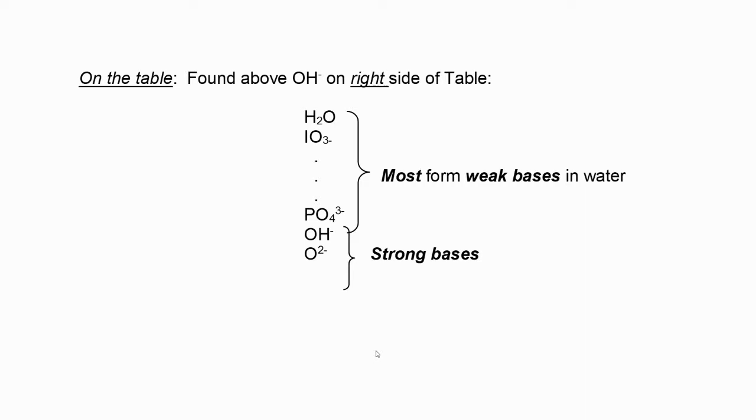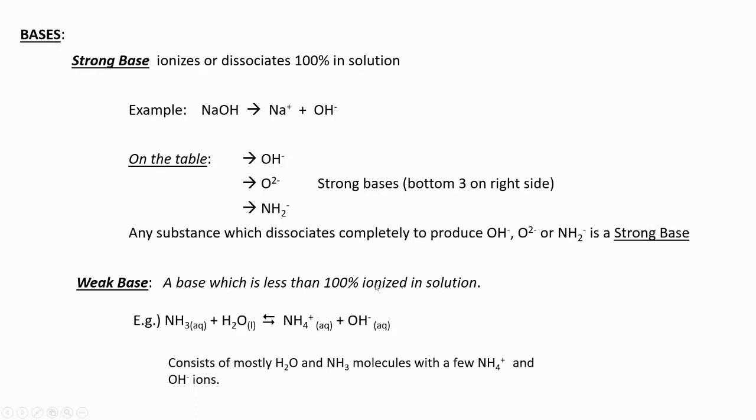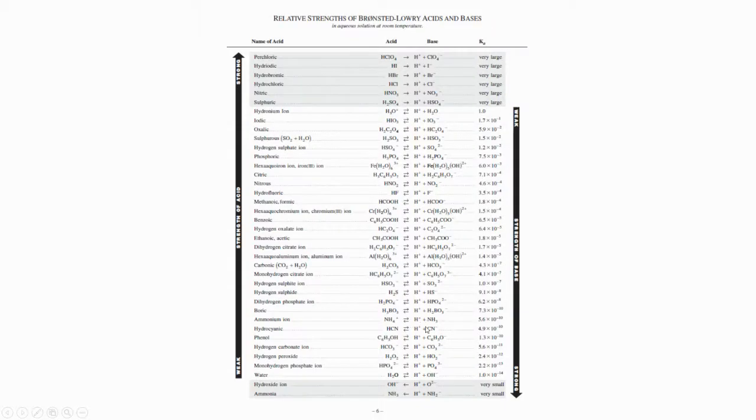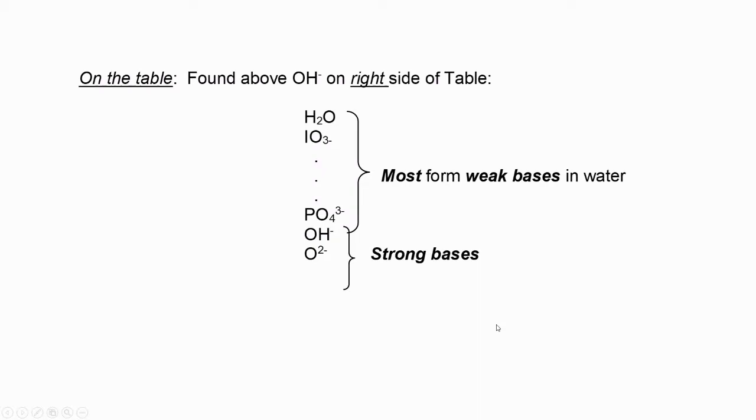On the table, found above OH minus on the right side, all these guys are going to form weak bases in water as they go from right to left. They follow the same pattern: you add the weak base to water, and you form its conjugate acid and the OH minus. So if we go back to this one, weak base plus water gives conjugate acid and your OH minus. That's how we're going in the reverse direction. Weaker bases are at the top, and they get stronger and stronger as you go down on the right side.